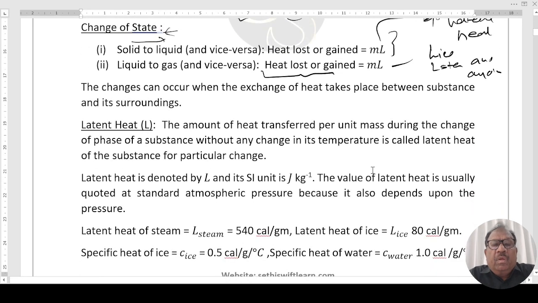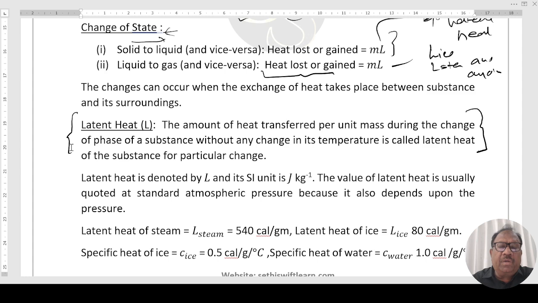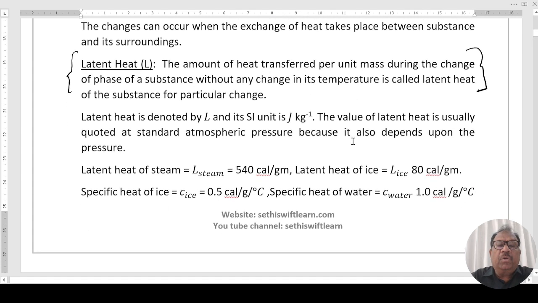What is latent heat? It is denoted by L. It is the amount of heat transferred per unit mass during the change of phase of a substance without change in its temperature, called the latent heat of the substance for that particular change. The essential condition is that temperature does not change during the change of state. Therefore, it is known as latent heat.